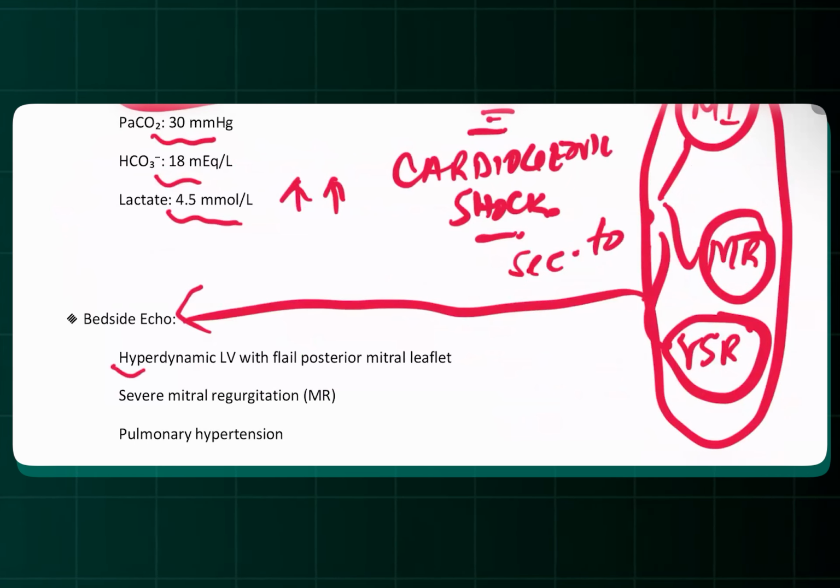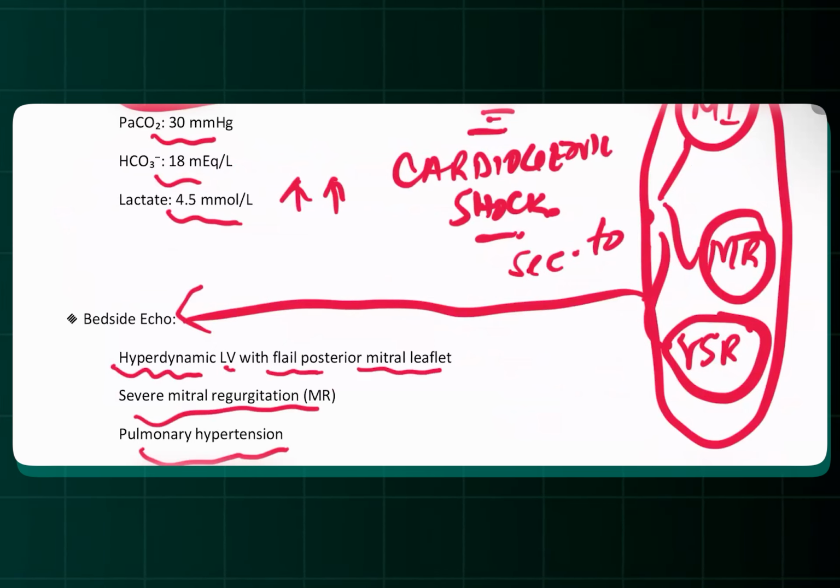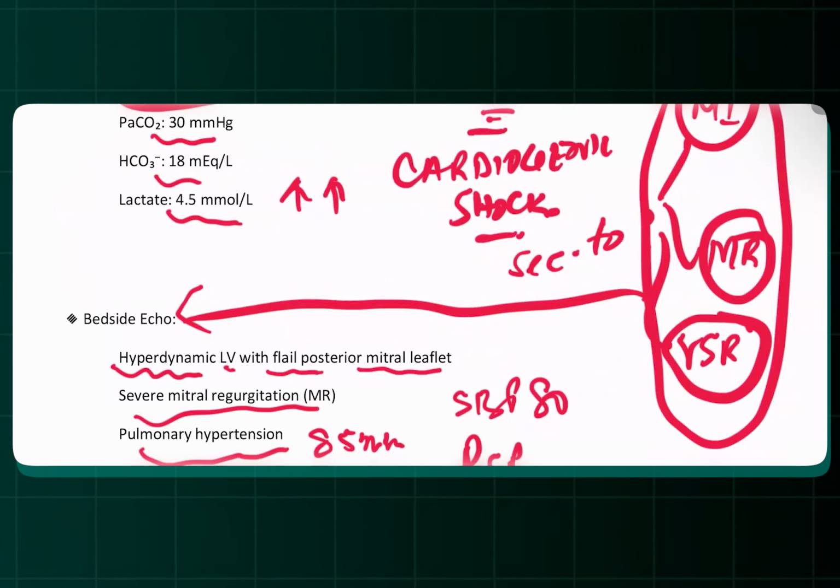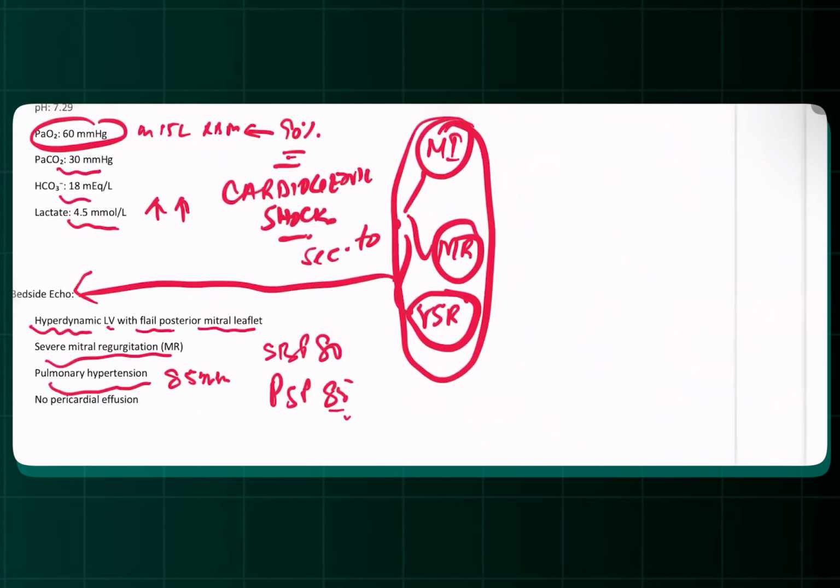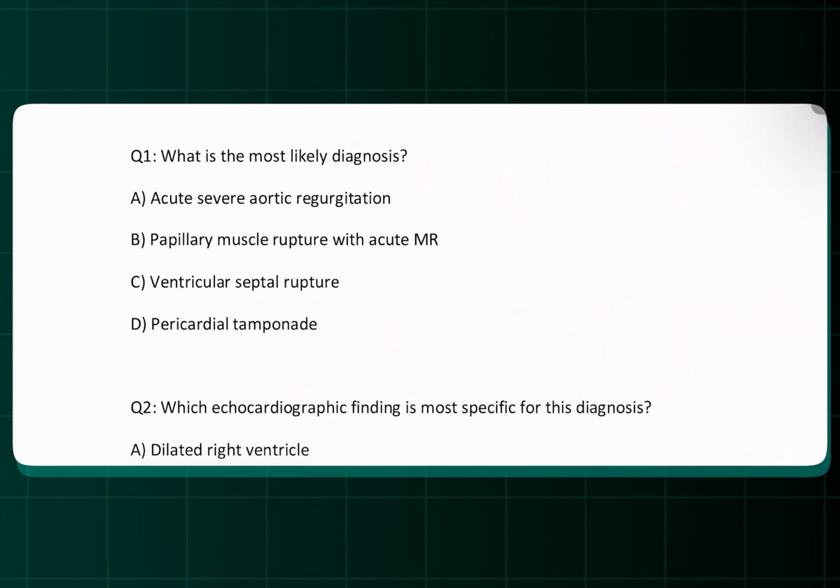We see there is a hyperdynamic left ventricle with a flail posterior mitral leaflet. Severe MR is there. There is pulmonary hypertension. The PA pressures were 85 millimeters of mercury. Imagine, systolic BP was 80 and pulmonary systolic pressure was 85. This patient was bound to die, but then did not die. No pericardial effusion. What is the likely diagnosis?